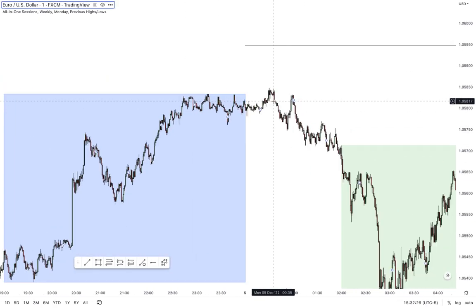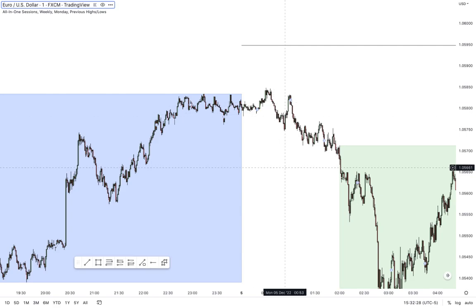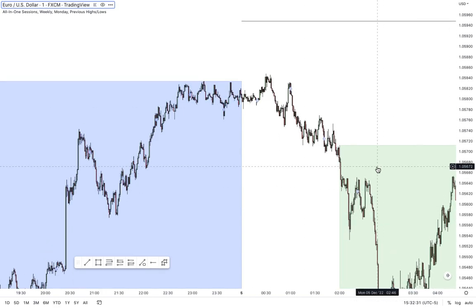So as seen in the previous videos, we wait for the market to either set the highs of the Asian session, or set the lows of the Asian session, and then we wait for a market structure shift and a fair value gap or a BPR for our entries, right? So this was a basic model that we trade.